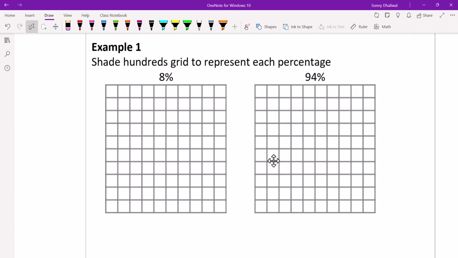Right? 8%. Lucas, just wait till the notes are over. It won't be long. All right? Good.